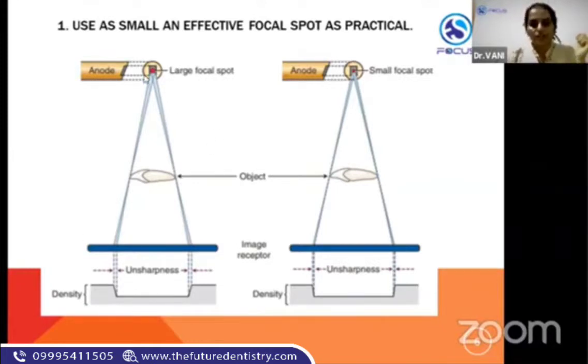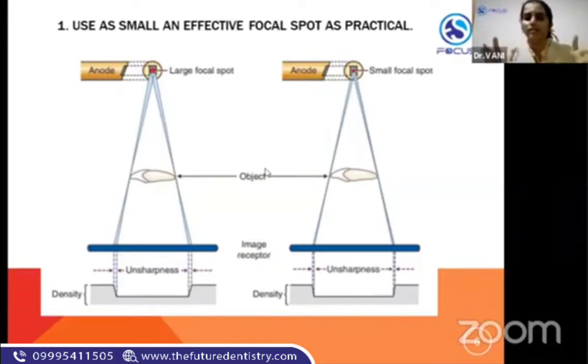Okay, so when it is a large focal spot, you can see the zone of unsharpness depicted by dotted lines downwards, right? So that will be the zone of unsharpness. When the focal spot size is reduced in the second picture, you can see there is a reduction in the zone of unsharpness, or penumbra. So how can you reduce the focal spot size is the next question. That is the principle. How can we achieve it?